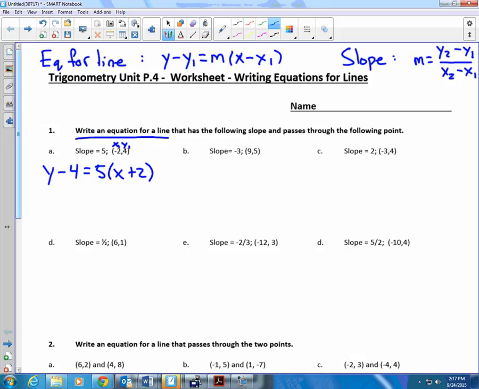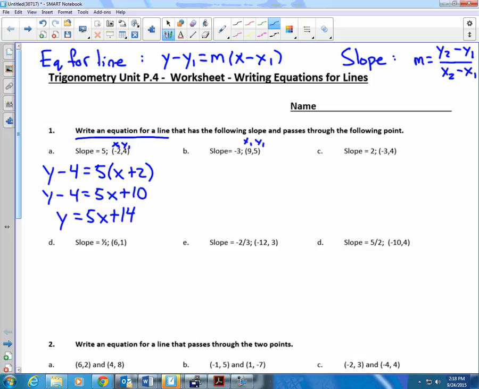From there, you just put it into slope-intercept form. What do you do with the 5? Y minus 4 equals 5x plus 10. Add 4 to both sides. Y equals 5x plus 14. Beautiful. Right? Try next one.